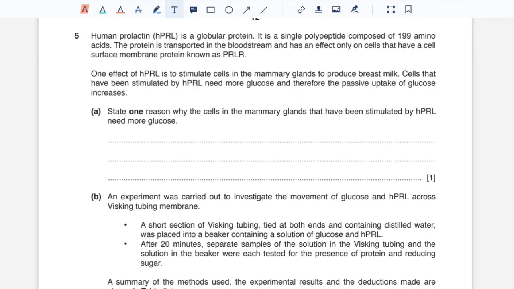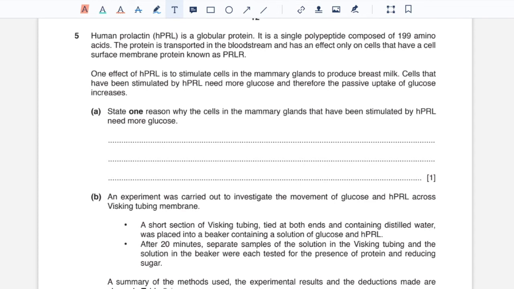Human prolactin, or HPRL for short, is a globular protein. It is a single polypeptide composed of 199 amino acids. The protein is transported in the bloodstream and has an effect only on cells that have a receptor cell surface membrane protein known as PRLR. One effect of HPRL is to stimulate cells in the mammary glands to produce breast milk. Cells that have been stimulated by HPRL need more glucose, and therefore the passive uptake of glucose increases.